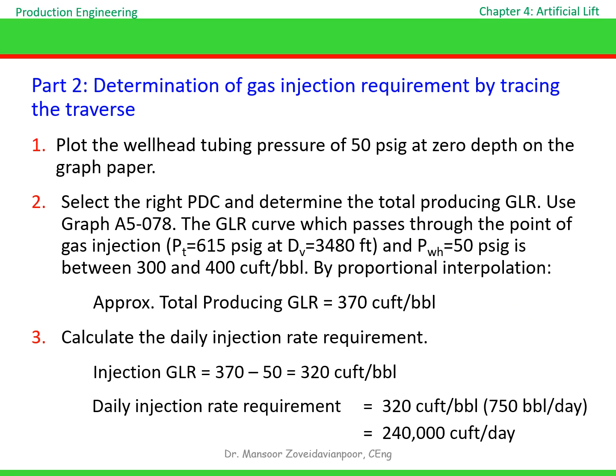Once the injection point is known, we can estimate the gas requirement. Using the pressure distribution chart, we determine the total producing GLR, which is approximately 370 SCF/BBL. Subtracting the formation GLR of 50 SCF/BBL gives an injection GLR of 320 SCF/BBL. For a production rate of 750 BBL a day, the required gas injection rate is approximately 240,000 SCF per day.